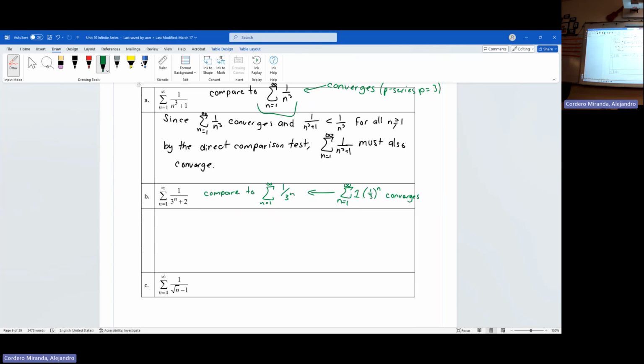So sometimes you have to be a little bit creative about how you rewrite this to make it match one of the baseline series that you know. But in this case, you can rewrite it like that. That's a geometric series with r smaller than 1. That's why it converges. Cool, and then I write this little sentence and I'm done.